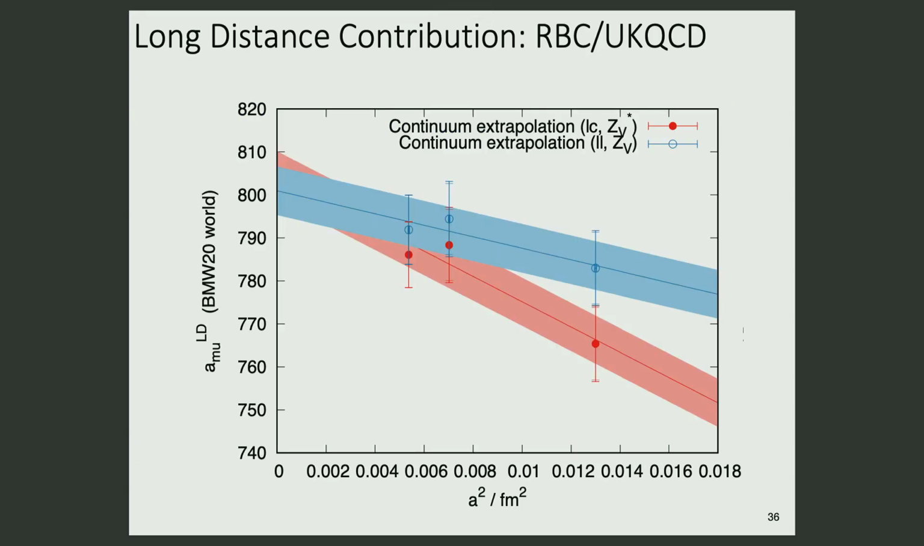And this is what it looks like. Doing the calculations slightly different ways. Like I said, there are different definitions of the currents. They have different finite lattice spacing effects, but in the continuum limit they should agree, and they agree. So this is just a simple linear fit in a squared. Reiner will probably ask me about that.